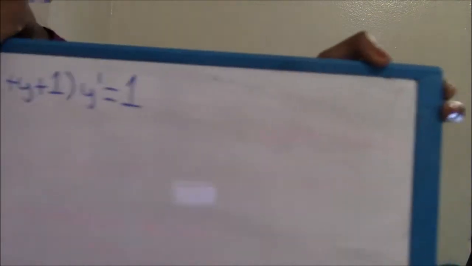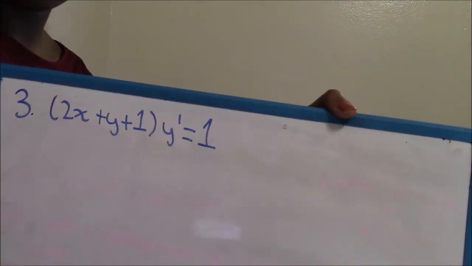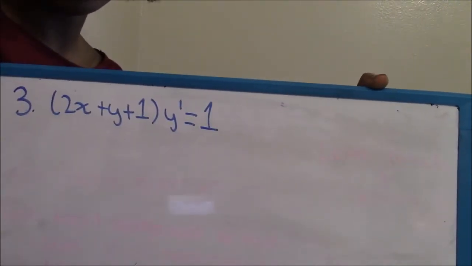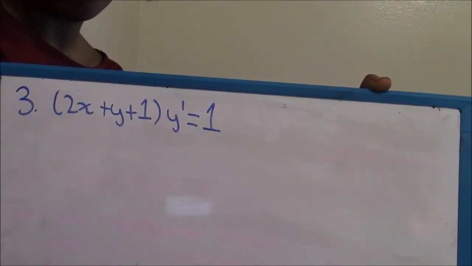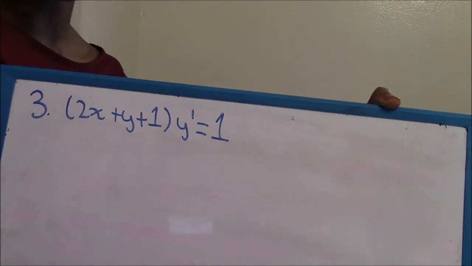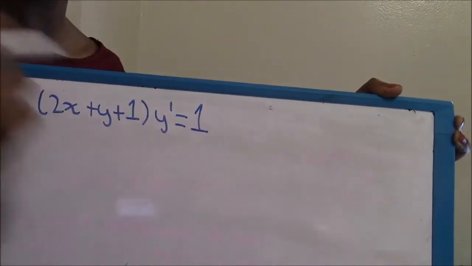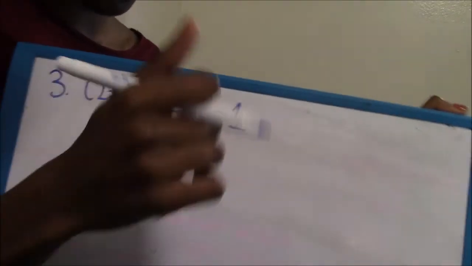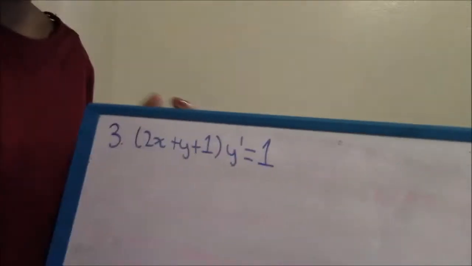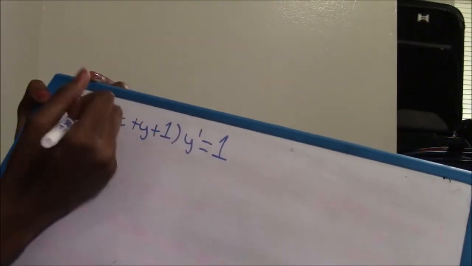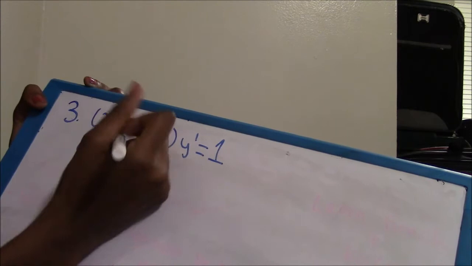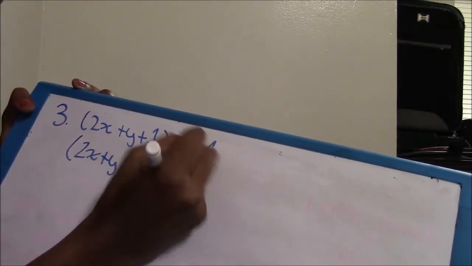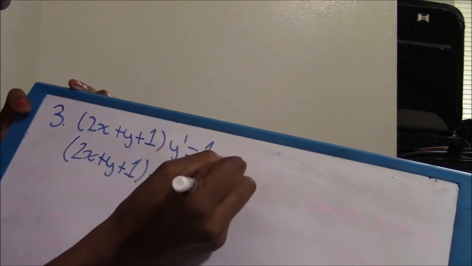Okay, then we're going to go on to number 3. This is our question, number 3. The quantity of 2x plus y plus 1 times y prime equals 1. First thing we're going to want to do is change y prime to dy over dx, just so we can manipulate it better. So it's going to end up being 2x plus y plus 1 times dy over dx equals 1.